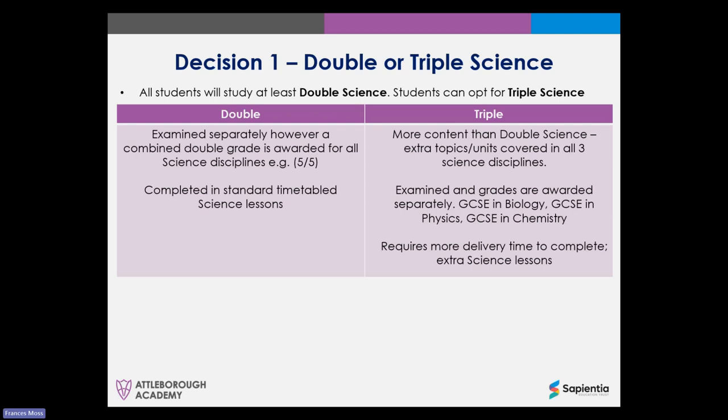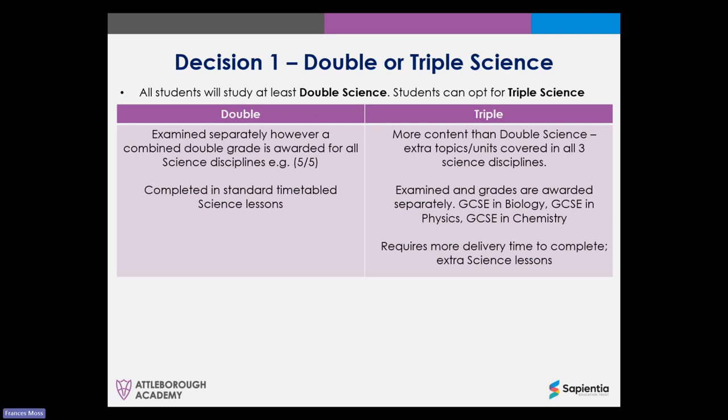So you will sit either higher or foundation for all three of the subdivisions of science. The benefit of being a double award is that if you are perhaps really good at biology and chemistry, but not so much at physics, then your grade will be averaged out between the three of them to give you the two results at the end.